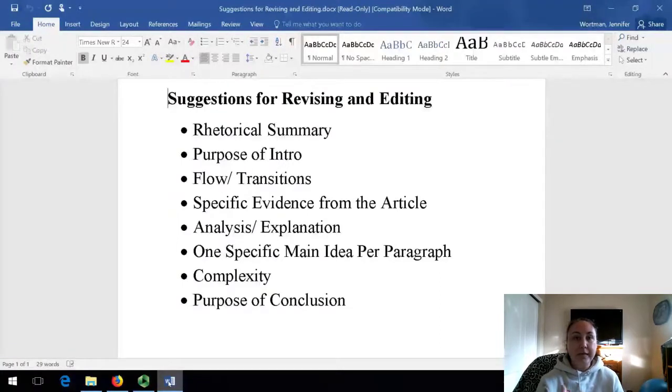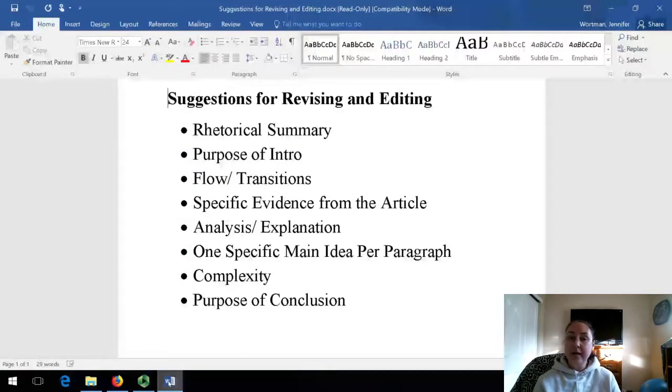Don't leave your reader guessing. No one likes to guess. I don't want to have to pretend like I'm putting myself in your shoes and questioning and guessing at what you think. Like, it needs to be direct. And so that's something to consider as far as how you can make everything connect.